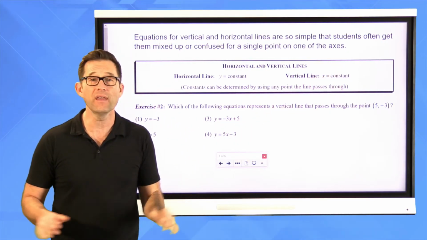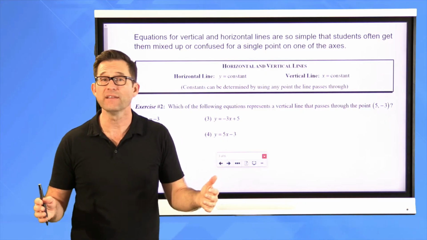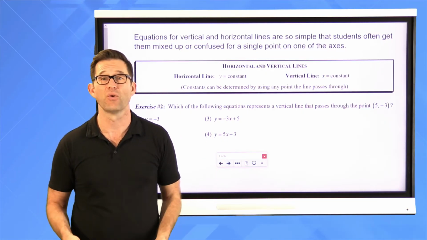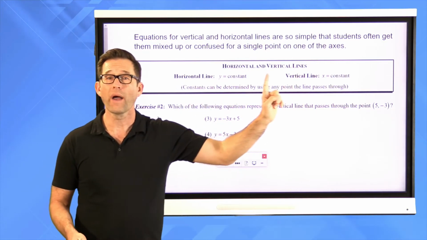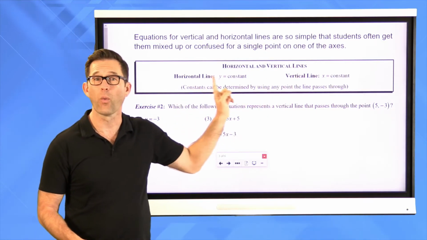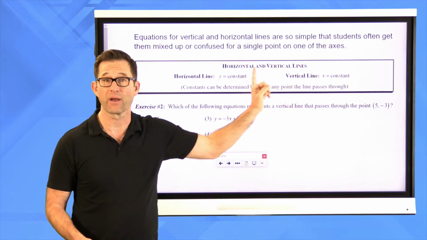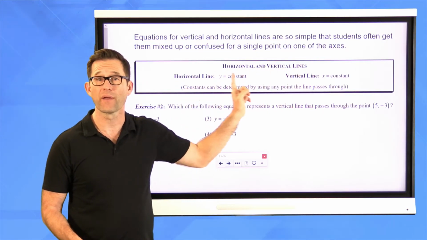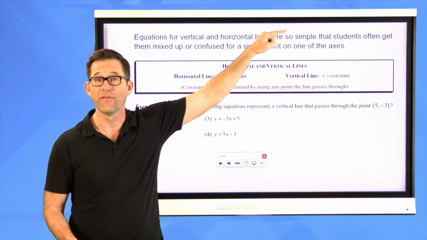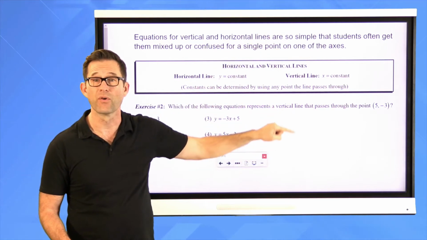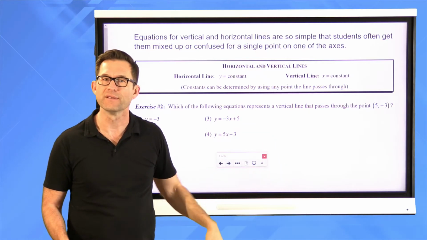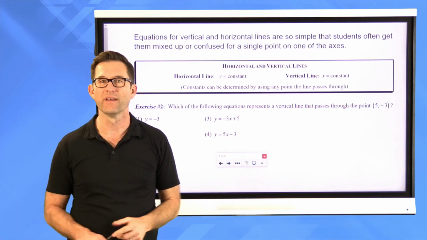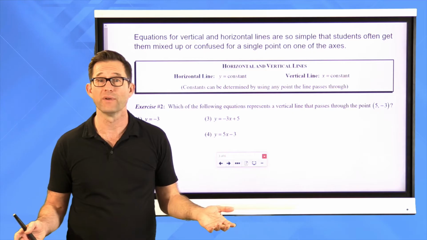And again, the key here is the reason for that isn't like some memorization magical thing. If you've got a line that's horizontal, the y-coordinate never changes, and therefore y equals that number, whatever that coordinate is, describes every point on that line. On the other hand, if you have a vertical line, everywhere along that vertical line, the x-coordinate doesn't change. So whatever that x-coordinate is, it's a great way to describe all the points on that line.